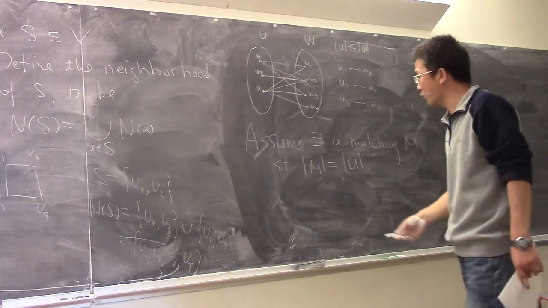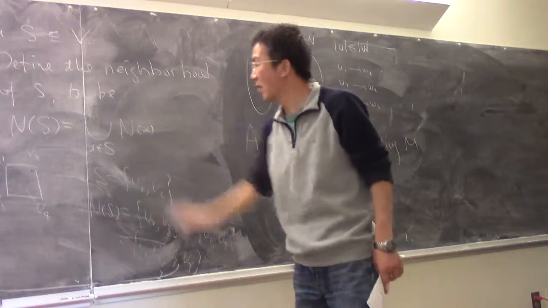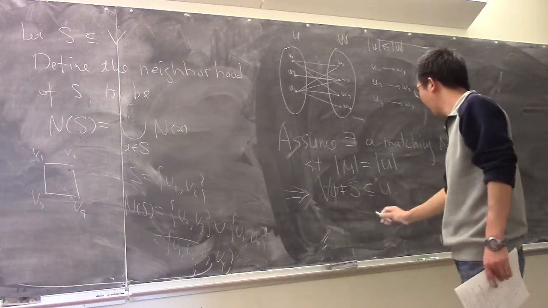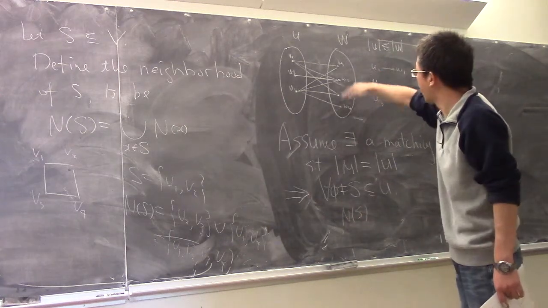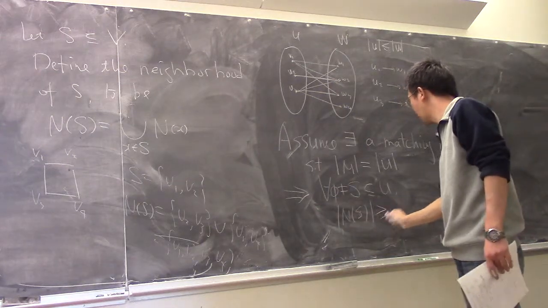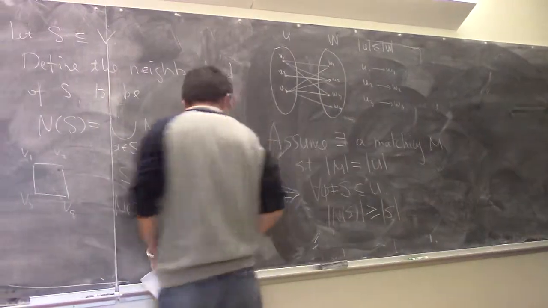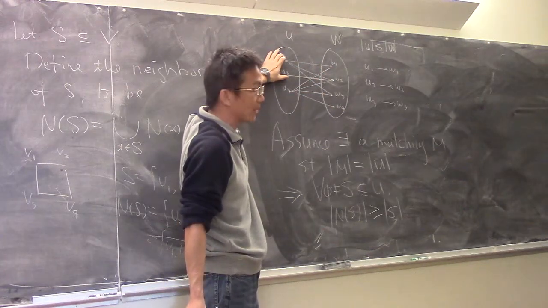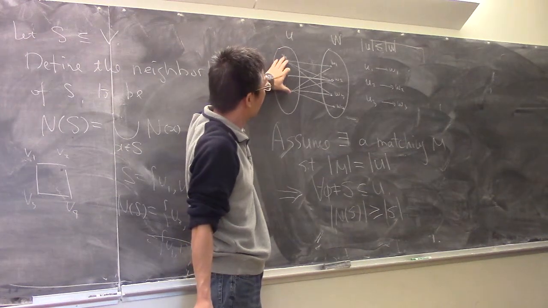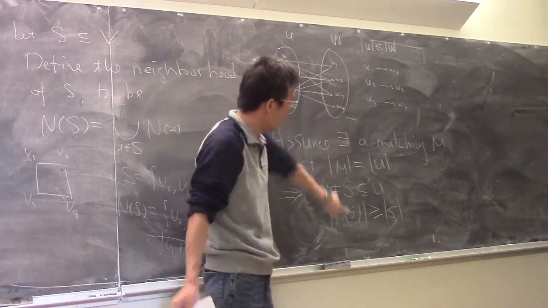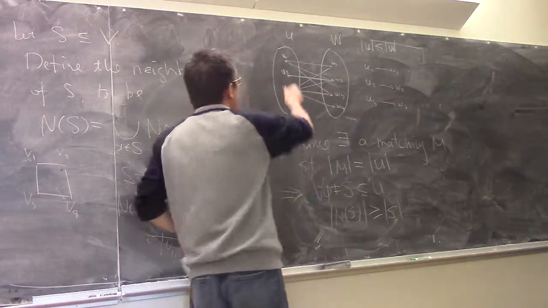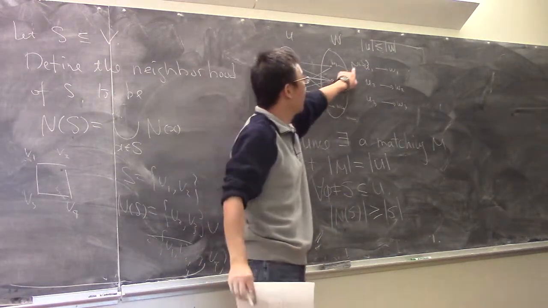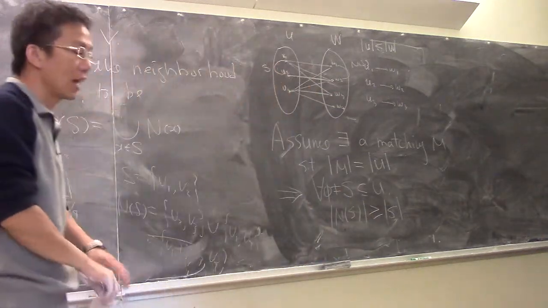If you assume such a matching exists, then in the language of neighborhoods I can claim that for every non-empty subset S contained in U, the cardinality of the neighborhood of S in W should be larger than or equal to the cardinality of S. Because everyone is matched with someone from W, if you look at any subset S, the vertices you match to, of course, belong to the neighborhood of S. So the cardinality of the neighborhood of S should be larger than or equal to the cardinality of S.